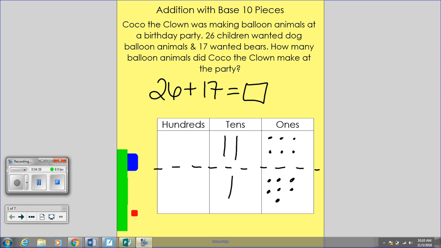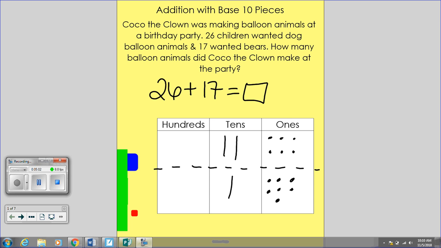Okay? Conveniently with addition, I can go in any order I want to. 3 plus 2 equals 5, just like 2 plus 3 equals 5. Even though my numbers are switched, I can go in any order. Does that make sense? 1 plus 2 is the same as 2 plus 1. Right? Yes. Okay.